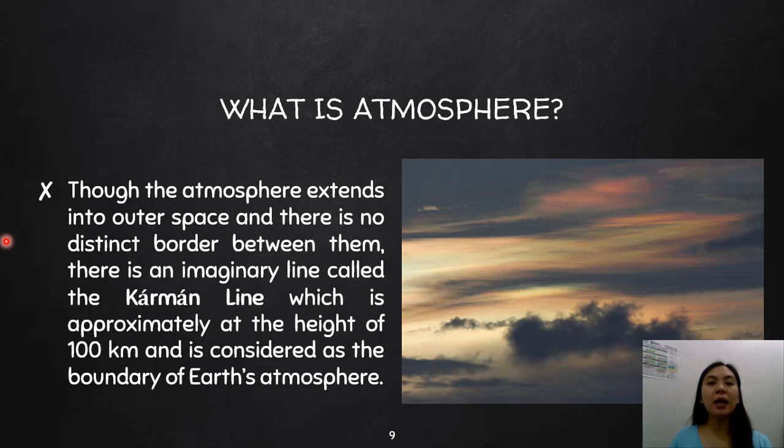Though the atmosphere extends into outer space and there is no distinct border between them, we have an imaginary line that we call the Karman line. Please take a look at the spelling: you have K and then A with an apostrophe on top. That's your Karman line, which is approximately at a height of 100 kilometers and is considered the boundary of Earth's atmosphere. From the surface of the Earth up to 100 kilometers above, we have this imaginary line wherein we set the boundary of our atmosphere, though our atmosphere extends up to outer space. So this is just the boundary that was set: Karman line, 100 kilometers.